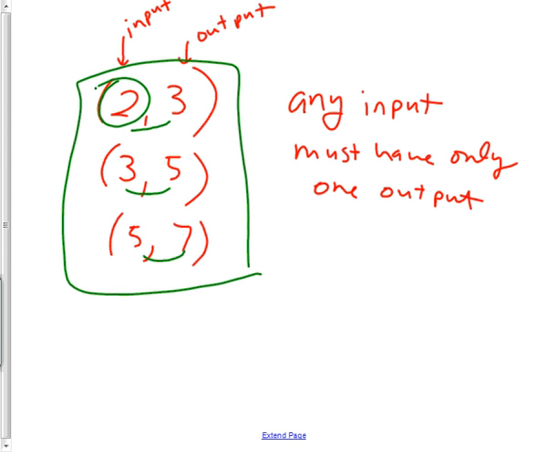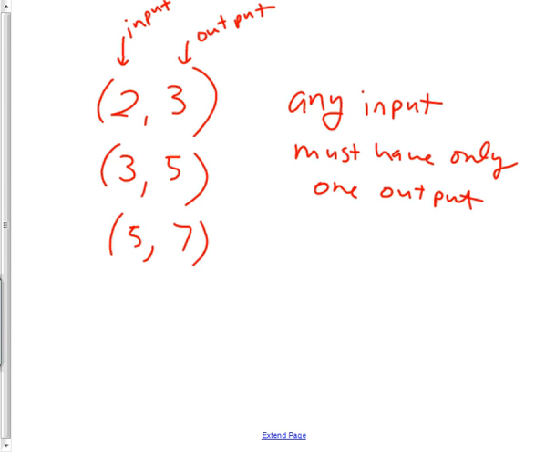Now, what could I add to my list that would make it not a function anymore? Give me any example. Yes? Yep. If I throw that in the mix, now it's not a function anymore because one of my inputs had 2 different outputs. Okay? So there's the rules on functions. The vertical line test is whether or not something is a function. You can tell by its picture.